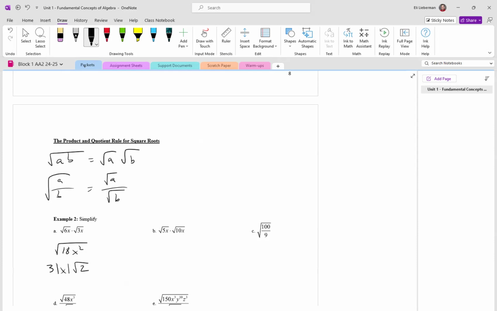Now, if the problem says that the variable is positive, do you need to say absolute value? No. What's another way to say positive? Non-negative. But zero is kind of iffy territory. So if it says the variable is non-negative, you also do not need to put those absolute values.